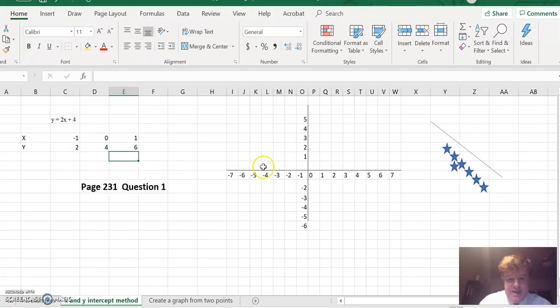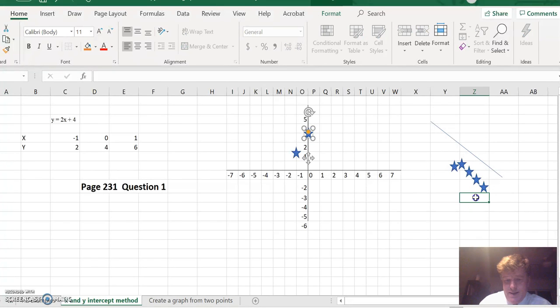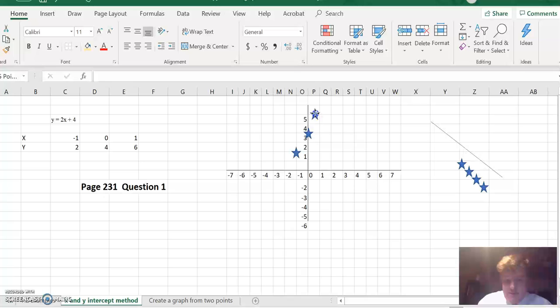The first point is x equals -1, y equals 2. So let's pop our first point on there. The next point, x equals 0, and y equals 4, so that's going to be the point up there. And our last point is going to be x equals 1, y equals 6, right up here. Now, these points aren't necessarily the greatest, but you can see it's roughly a straight line.